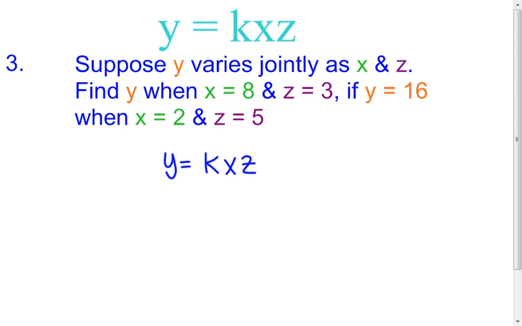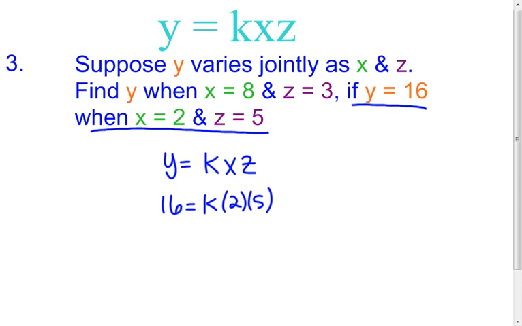Find y if x equals 8 and z equals 3, if you know that when y is 16, x is 2 and z is 5. You actually have to use that part that I underlined first. So you'll go 16 equals k times 2 times 5. So 16 equals 10k. So k is 16 tenths, which of course we know to be 8/5 when it reduces. So I used that. I am not going to use it again.